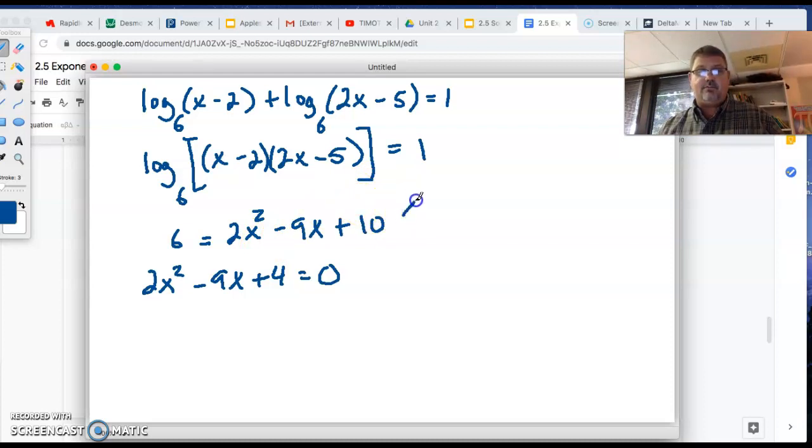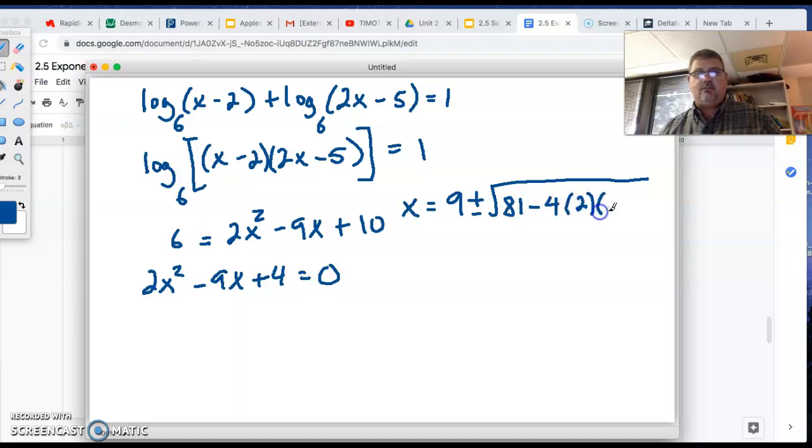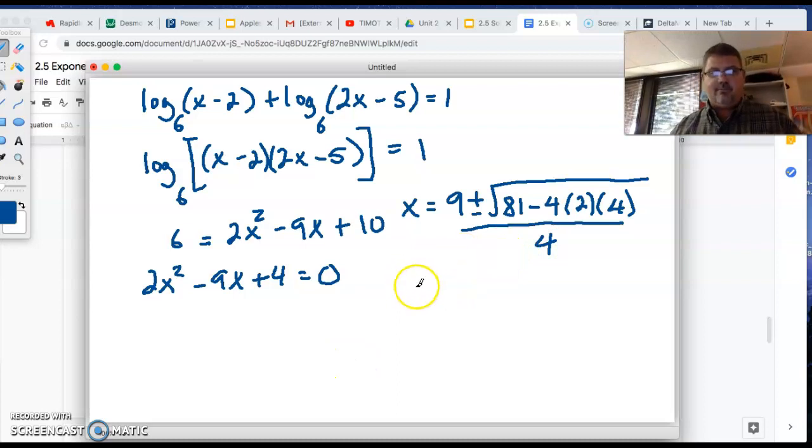So x equals negative b plus or minus the square root of b squared, we know is 81, minus 4ac, all over 2a, which happens to be 4, right? 2 times 2. Alright, so let's clean this up, see what we get. 9 plus or minus the square root of 81 minus 32. 81 minus 32 is 49.